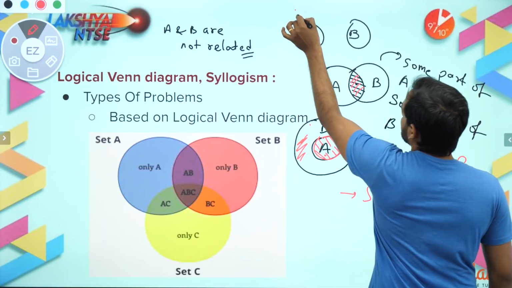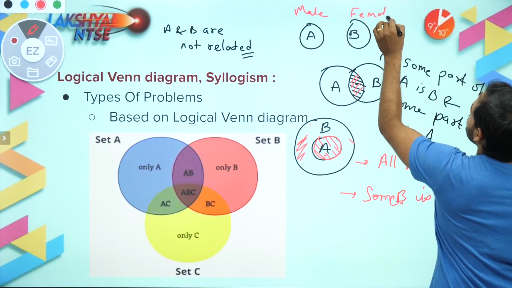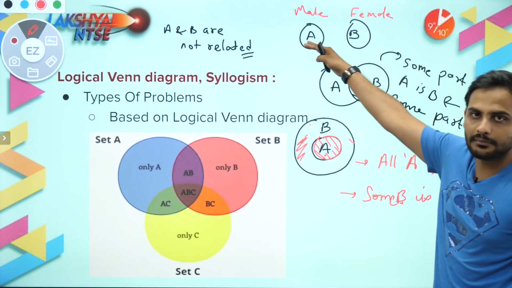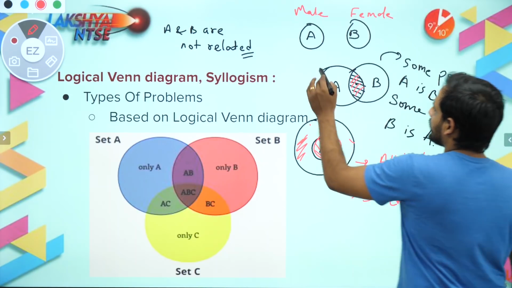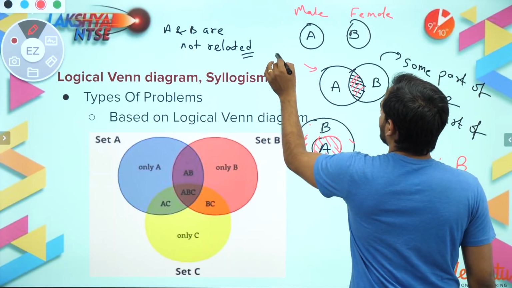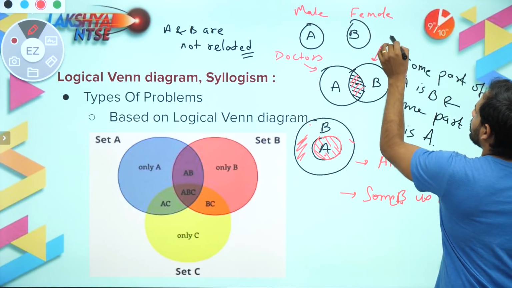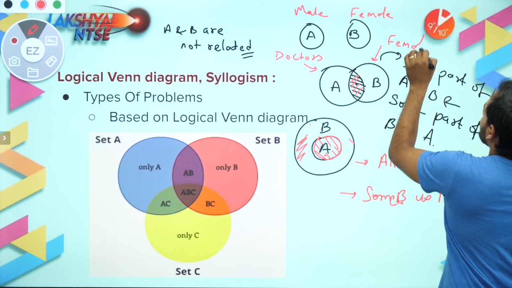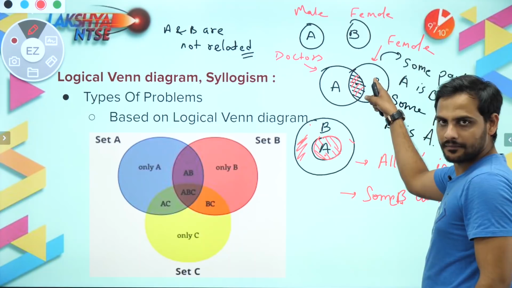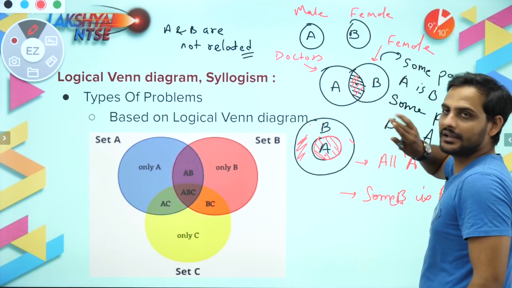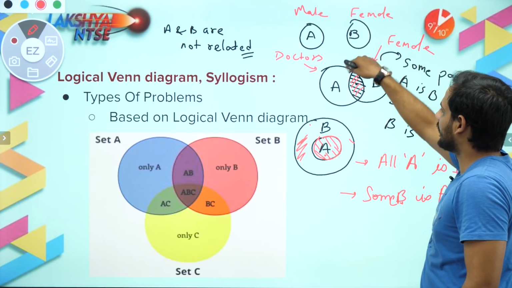Suppose here I say male and female. A is male, B is female. There is no connection between them. Here you can say, बच्चों, let us say doctors and female. As you can see, out of all the doctors, some doctors will be female and some females will be doctors. So some doctors are female, some females are doctors.